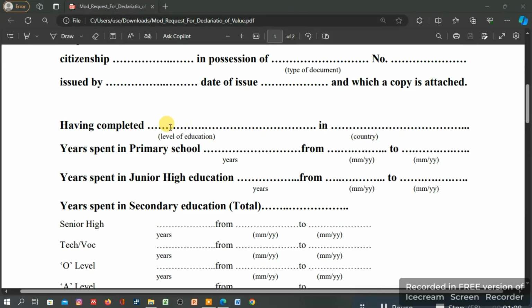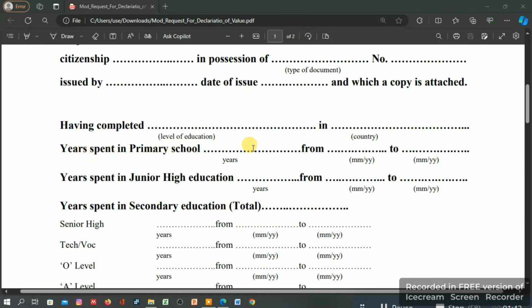So if you have a master's degree, having completed a master's degree in the country, Ghana. So the level of education is master's degree, not the program that you did, but your degree, the certificate that you are holding. So master's degree, bachelor's degree, how do we call it, maybe SSC, I don't know. And then in the country Ghana, then years spent in primary school education.